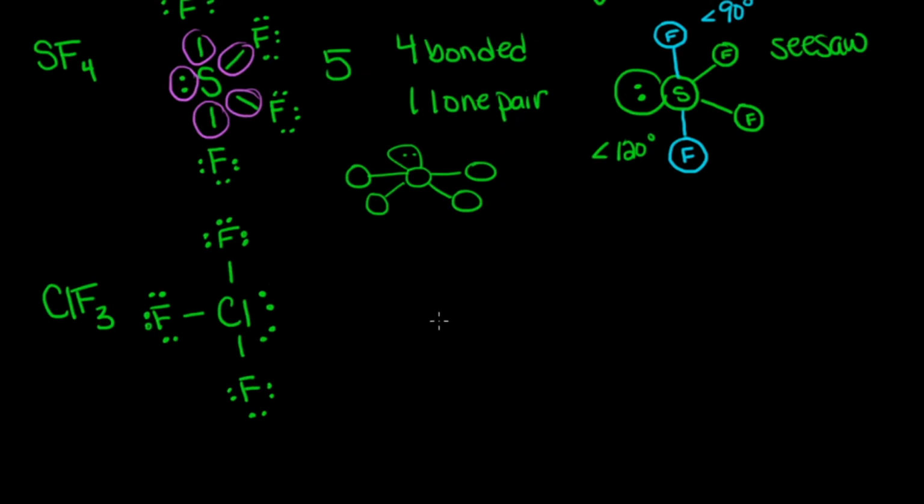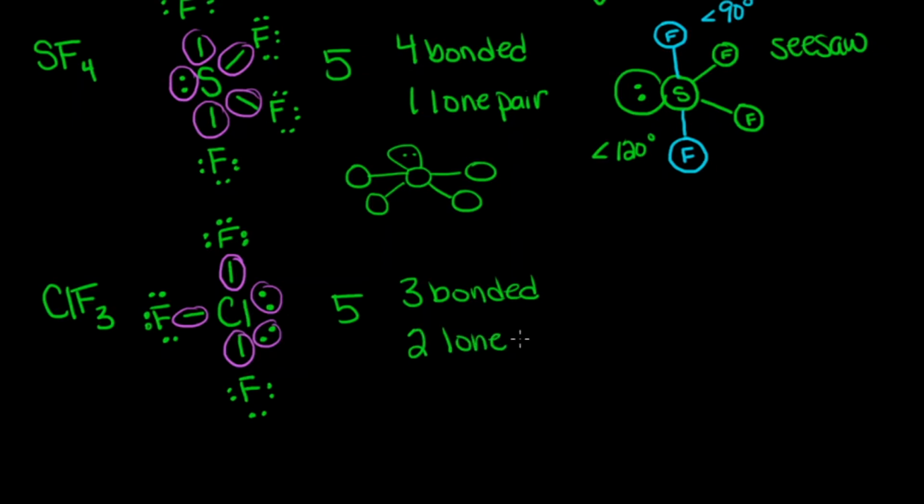Doesn't matter. Okay, so you guys can still see if we're going to count up all of our domains this time. 1, 2, 3 bonded domains, 1, 2 lone pairs. So we're still in the 5-domain family with 3 bonded and 2 lone pairs. Again, those lone pairs are going to go equatorial. So I'm going to draw my central chlorine.